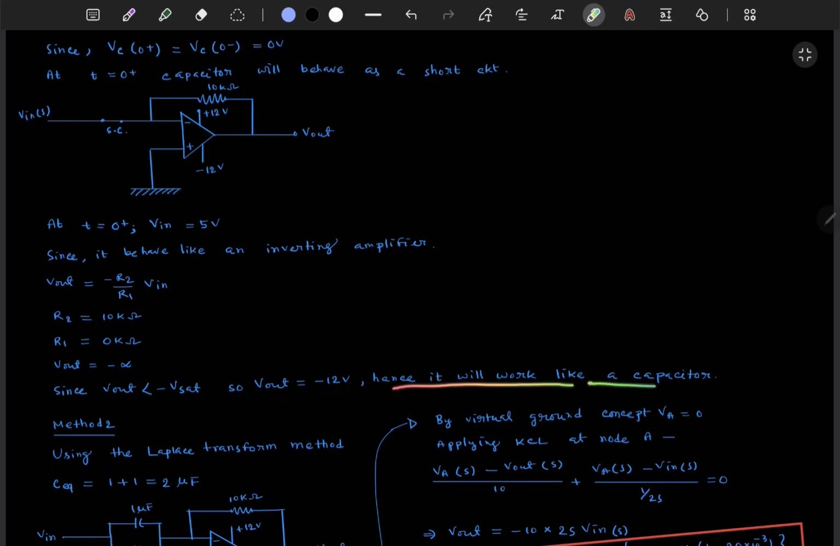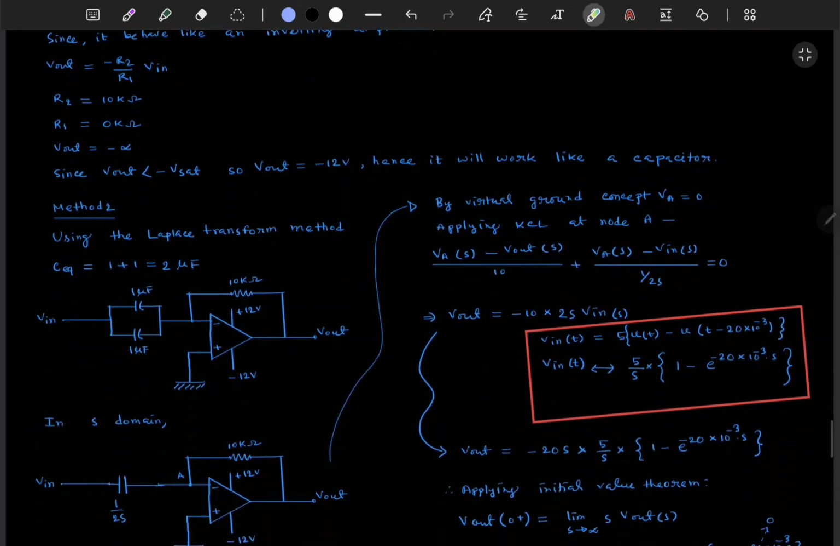Hence it will work like a capacitor only, because a capacitor can fully charge with respect to the input after a certain amount of time. So it is like working like a capacitor, you can say.